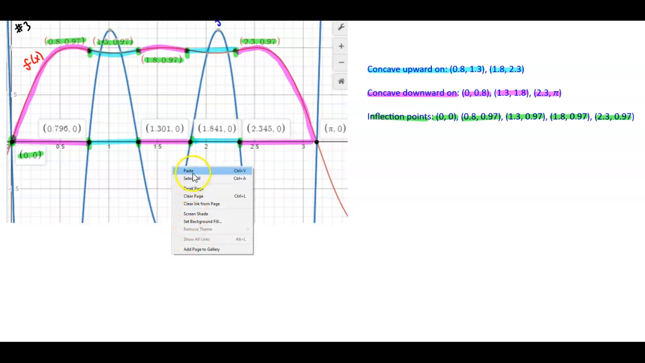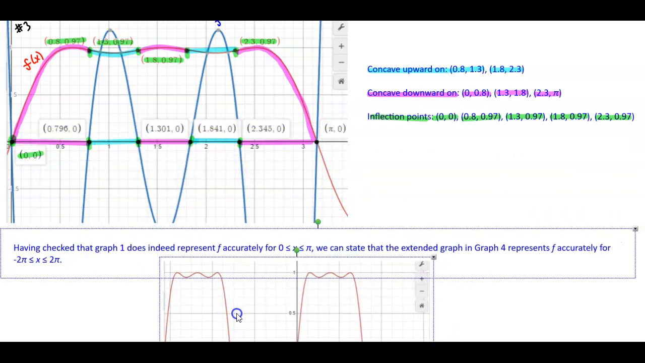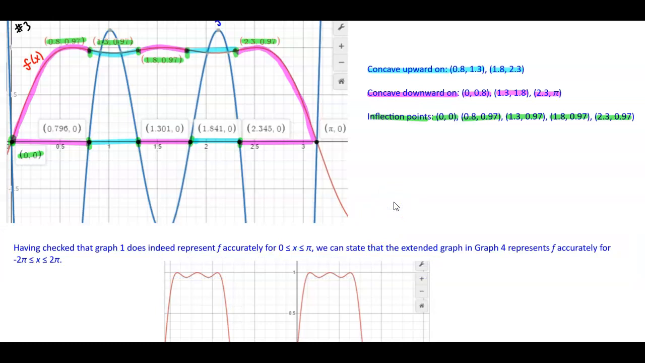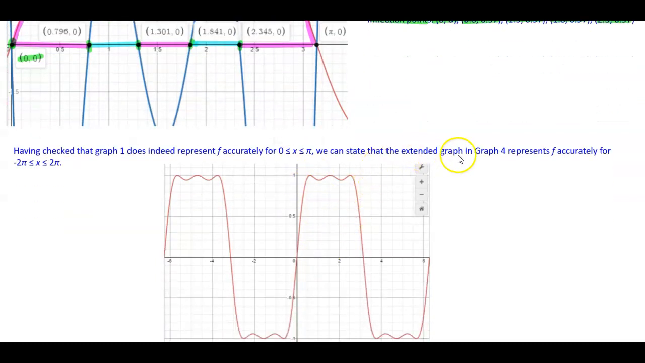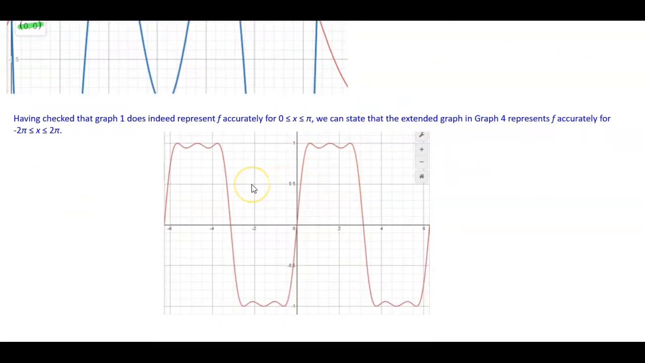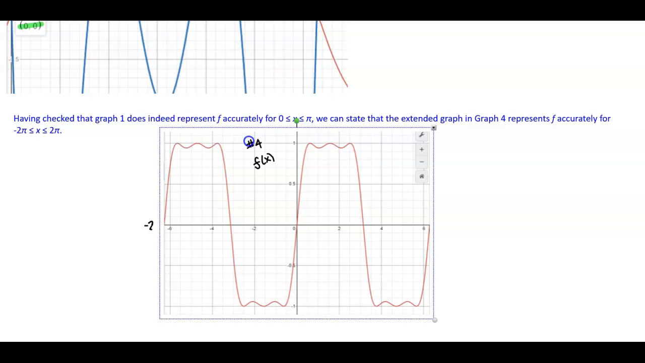Okay, so now to conclude here, having checked that graph 1, which is the first one, indeed represents f accurately between 0 and pi, we can state that the extended graph here in graph number 4 of the function represents f accurately where x is between negative 2 pi and positive 2 pi.